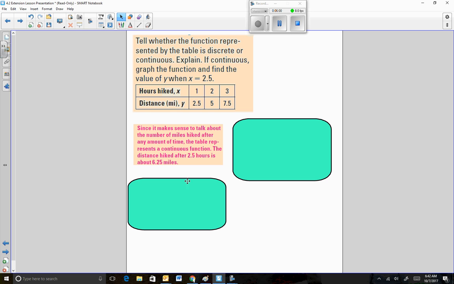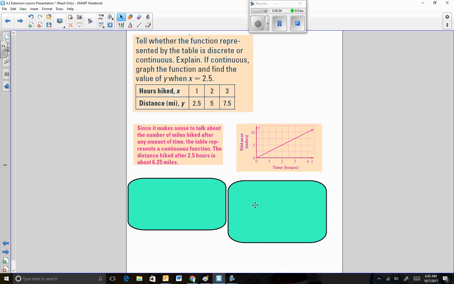All right. And now the other thing we need to know, this is what the graph would look like. If you place a 1 in here, you get 2.5 out. So over 1, you go up 2.5. You have 2 hours in, you hike for 5 miles, so 2 hours, 5 miles. Hike for 3 hours, you get 7.5 miles, so 3 hours, 7.5. And you'll notice that you can continue this on because you didn't suddenly go from 2.5 miles to 5 miles. You continued to hike.